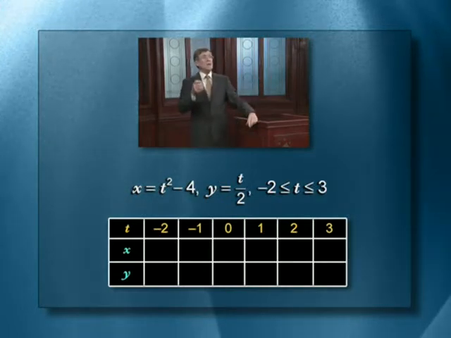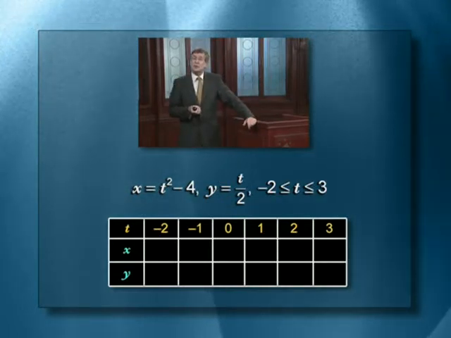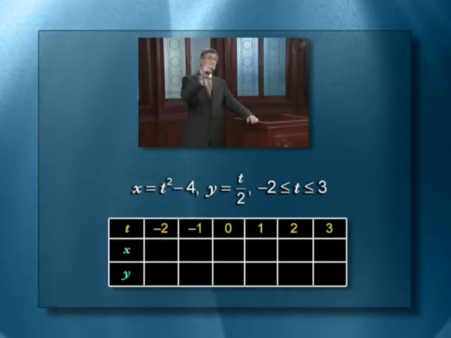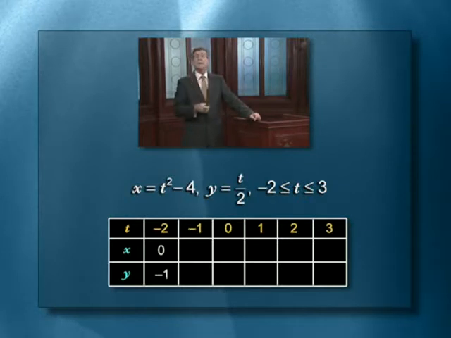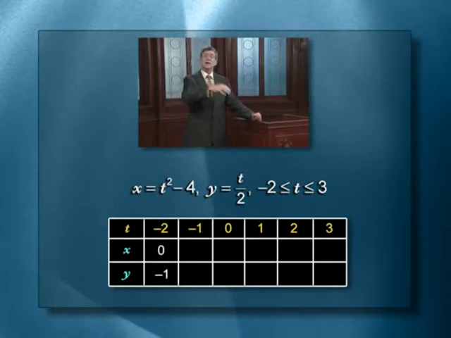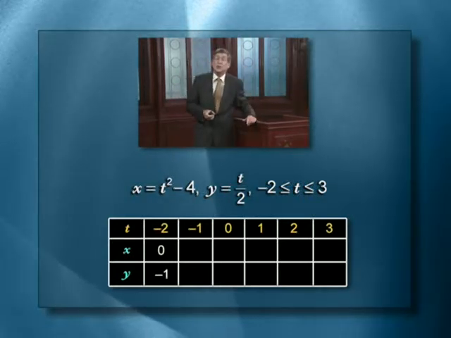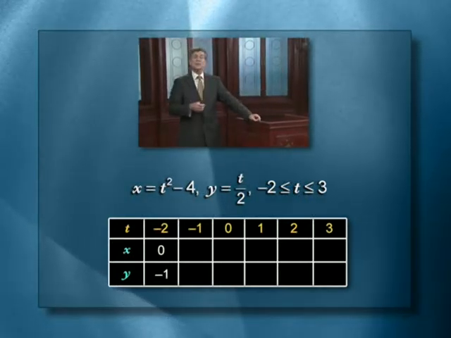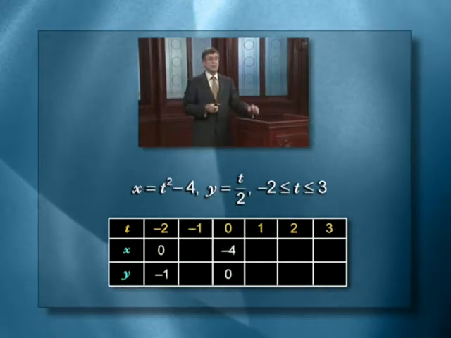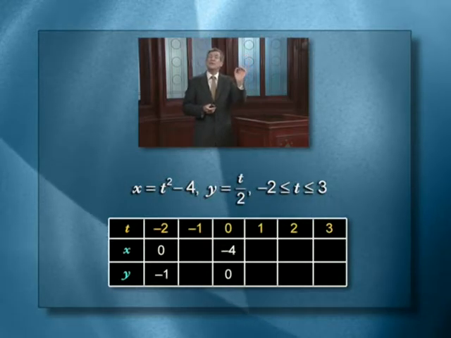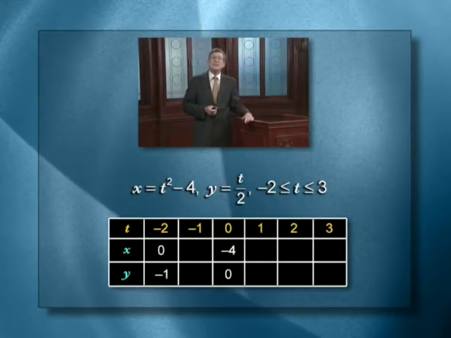For example, if t is minus 2, what's x and what's y? Well, you would plug minus 2 in for the formula for x, and you would get minus 2 squared, which is 4, minus 4. So x would be 0, and y would be minus 1. Minus 2 over 2 is minus 1. And then you would plug in other values. For instance, if I plug in 0, what do I get? X will be 0 squared minus 4, or minus 4, and y will be 0. So I'll plot the point minus 4, 0, corresponding to t equals 0.